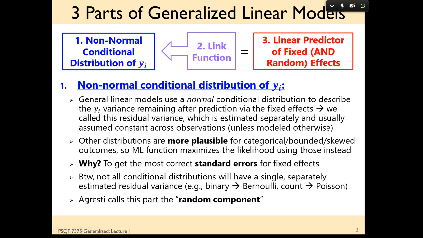If you're reading along in the Agresti textbook, this aspect of the model is called the random component, meaning the error portion of the story. So that's number 1. We're picking something other than normal. What we pick is based on the type of outcome values that are possible for that variable.